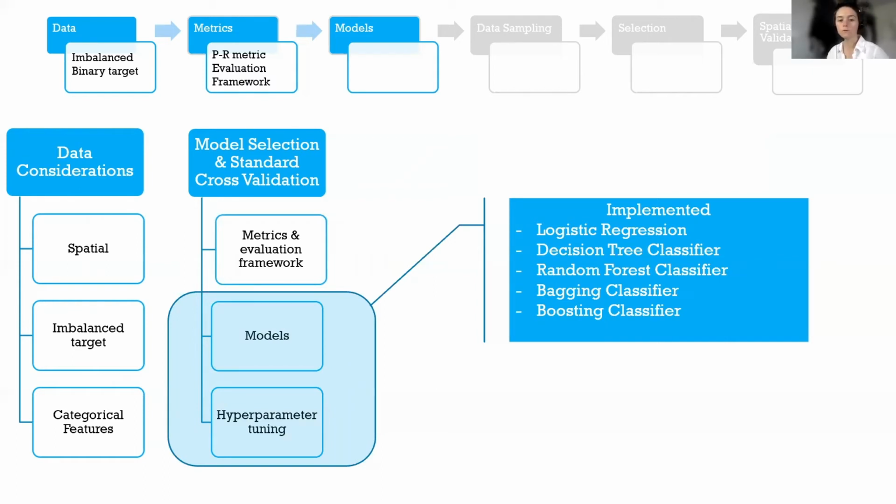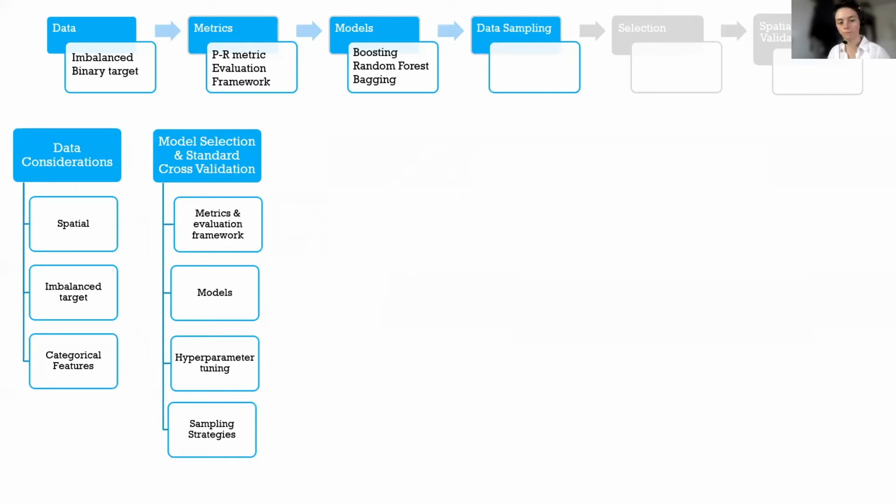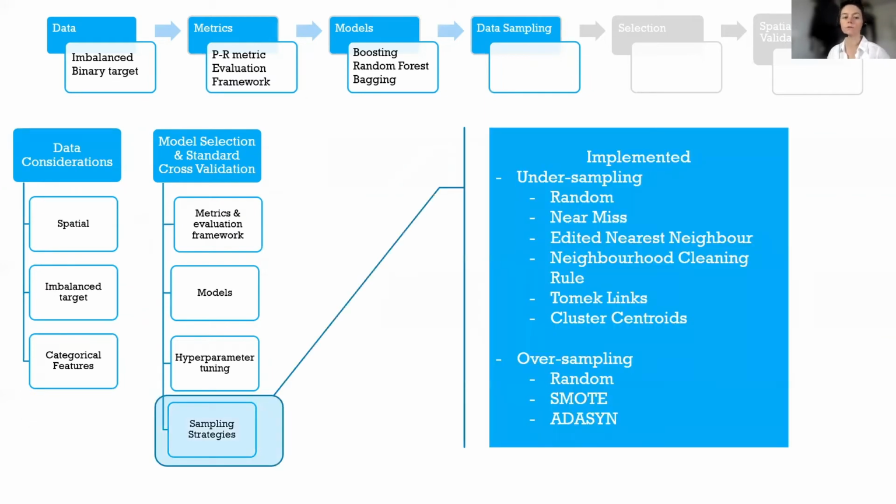And we introduced a further 4 classifiers: decision tree, random forest, bagging, and boosting. And each of these models then were tuned using our metrics and run through our evaluation framework. So a subset then were used, and sampling strategies were applied to try to alleviate the impact of that imbalanced data.